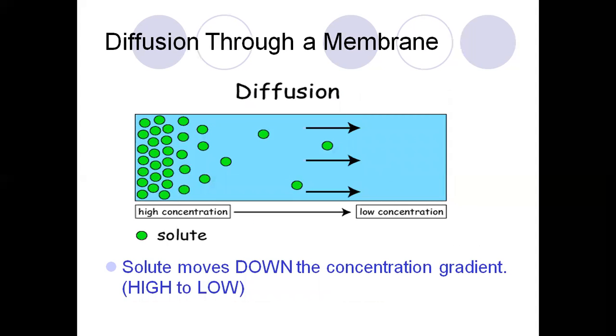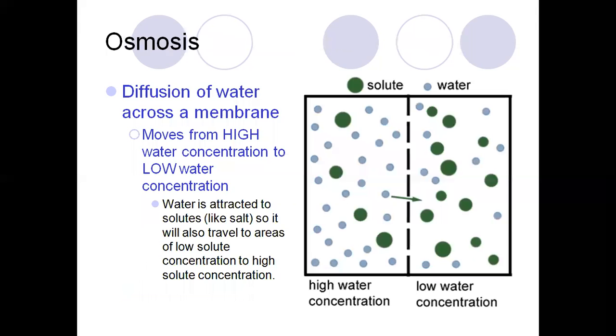Diffusion through a membrane happens as the solute moves down the concentration gradient, from higher concentration to lower concentration. We have seen here that on the left side there is a high concentration, and on the right side there is a low concentration. So molecules will diffuse from the higher concentration towards the lower concentration.